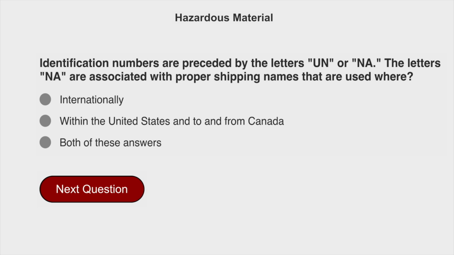Identification numbers are preceded by the letters UN or NA. The letters NA are associated with proper shipping names that are used where? Within the United States and to and from Canada.